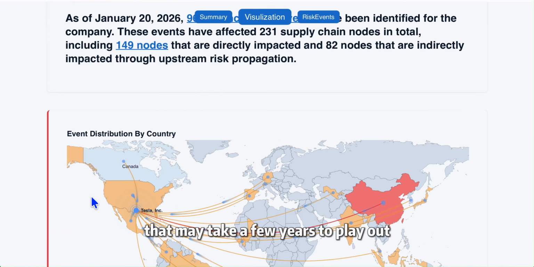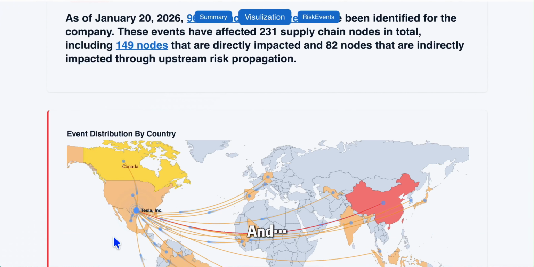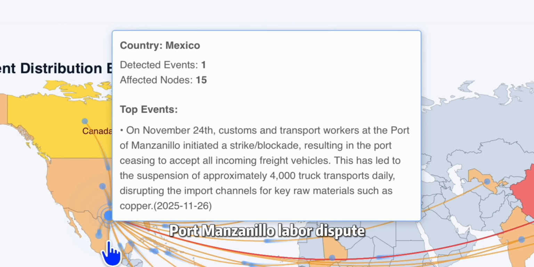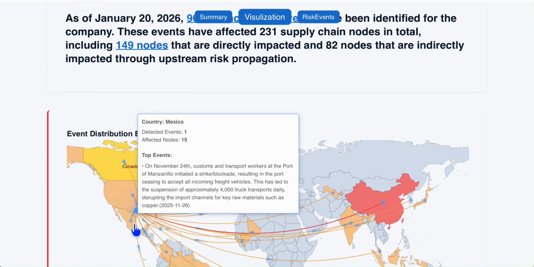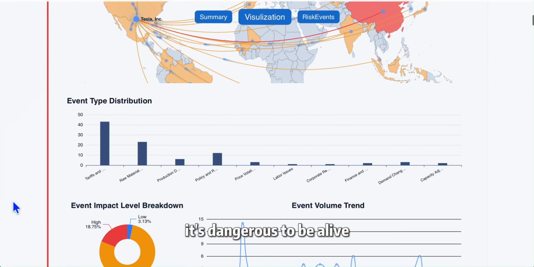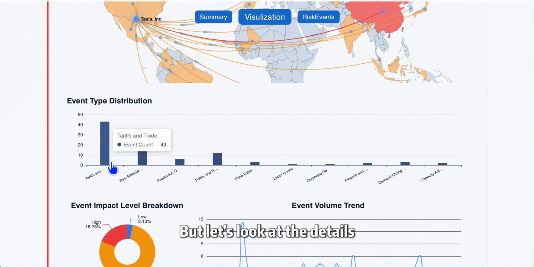Oops, that may take a few years to play out. And Mexico, Port Manzanillo labor dispute. Of course. Apparently, it's dangerous to be alive and running a company in 2026. But let's look at the details.